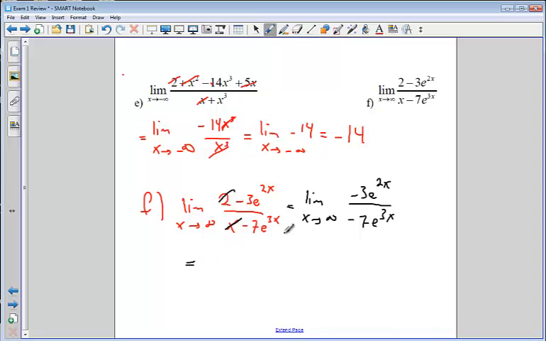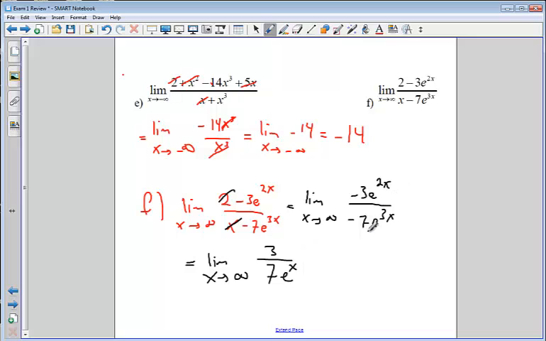And now I can't just cross off e to the 2x divided by e to the 3x because there's going to be stuff left over. So what I can do though is I can get rid of the negative signs because they cancel, and I have 3 over 7, and I have 2 to the x on top and 3 to the x on the bottom. So exponents actually subtract. So 2x minus 3x, so I'm left with an e to the x on the bottom.